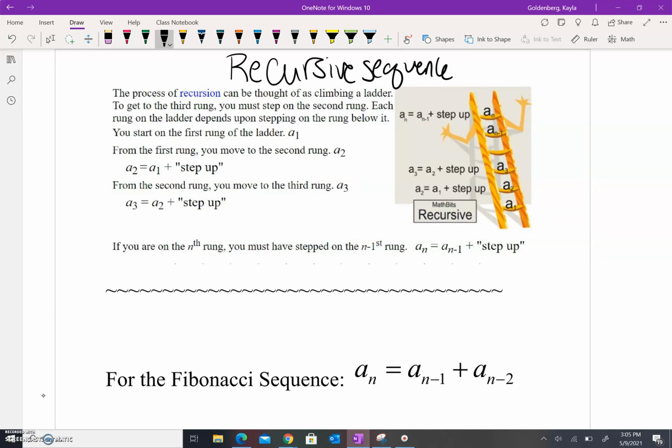And don't feel like you have to write all this stuff down. I just found this online and I thought it was a really good way of explaining it. So it says the process of recursion can be thought of as climbing a ladder. To get to the third rung, you have to step on the second rung. Each rung on the ladder depends upon stepping on the rung right below it, right? You can't just skip all the way ahead to the top. So you start on the first rung of the ladder, which is A1, right, first term. From the first rung, you have to move to rung 2. So A2, right, second term, is first term plus a step up.